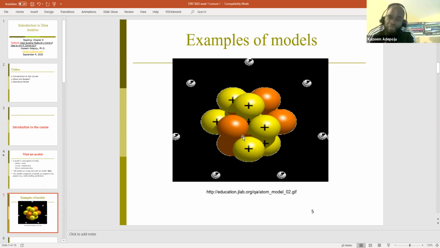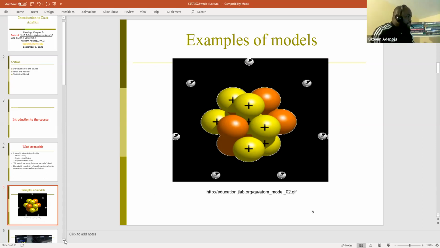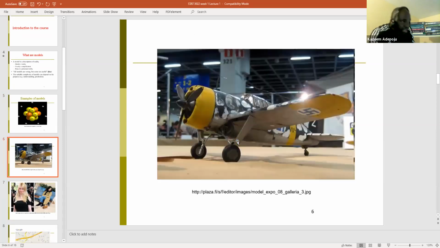So this is an example of a model. Okay, now I'm going to show you another example of a model. This is another example of a model, because if you take a look at what I have right here, this was modeled to look like this. The engineer who constructs this actually models reality, something that can fly. So this is a model. It's an example of a model.